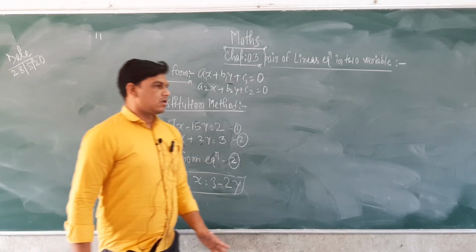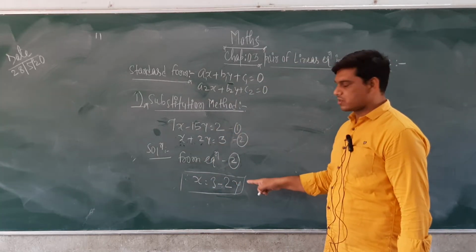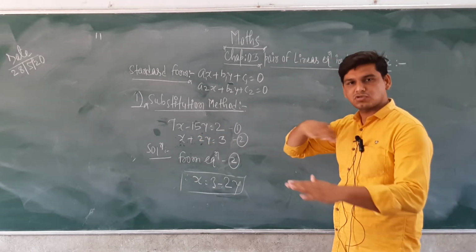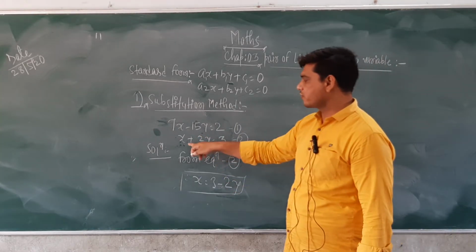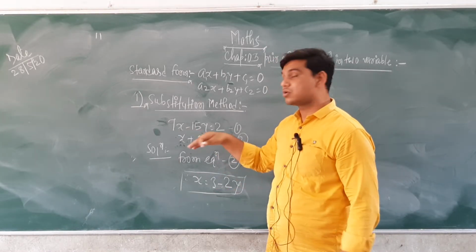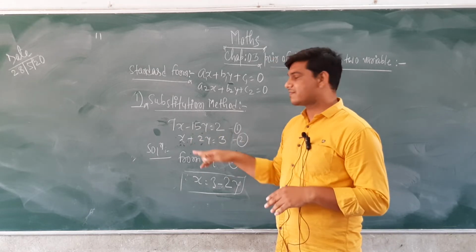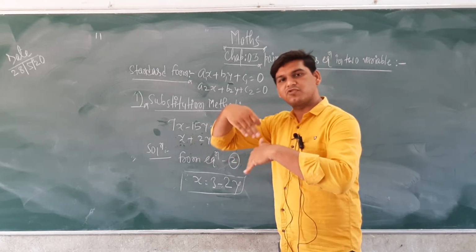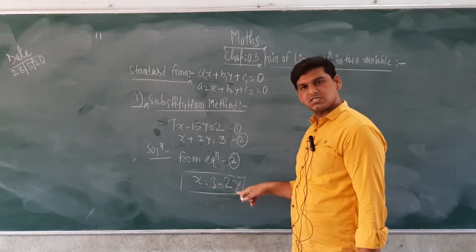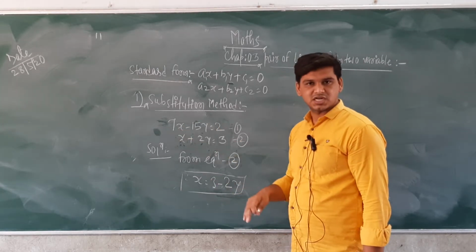Now this value of x from equation number 2 is put into the other equation, which is equation number 1. You have to substitute whatever value of x you get from equation number 2 into the opposite equation, equation number 1. If you take the value of x from equation number 1, you have to apply it in equation number 2. So x equals 3 minus 2y.